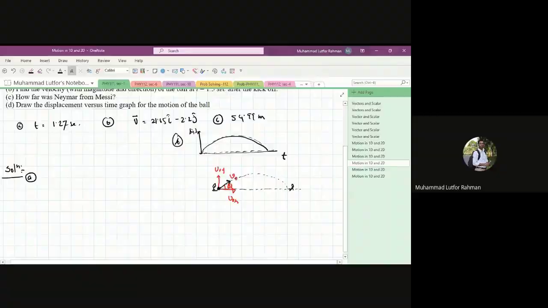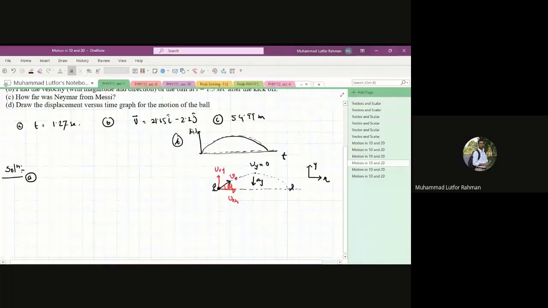And once kicked, I know that this v naught x will remain the same because the force on the ball will be acting only in the vertically downward direction, because acceleration is downward. There will be no acceleration along the horizontal direction. Along the horizontal direction, it will move at a constant velocity. So that's why v naught x is not going to change. Since there is no acceleration, there will be no force. The force will be only towards the vertical direction because acceleration would be downward, which is gravitational acceleration g.